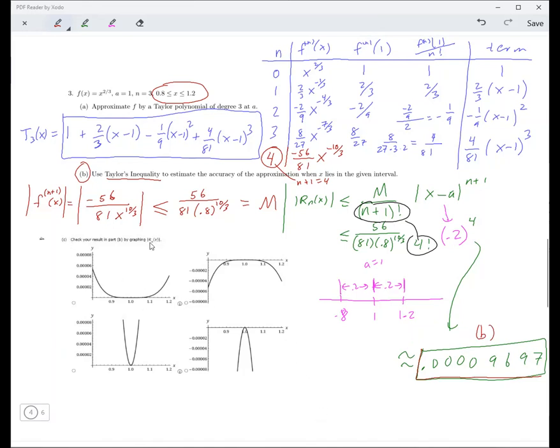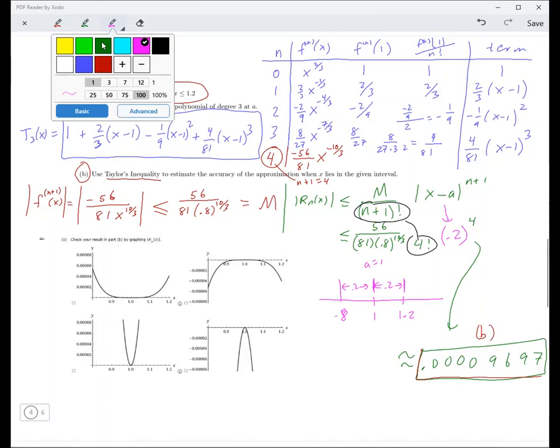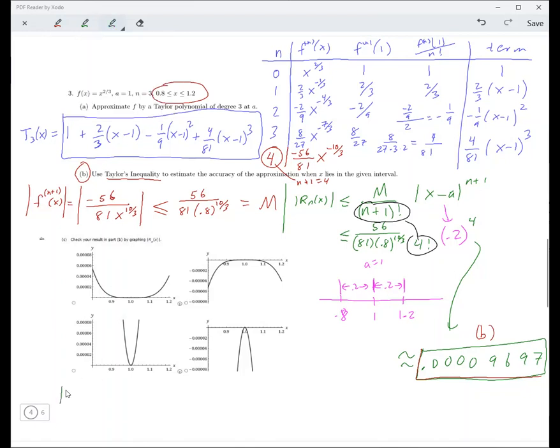Okay, for part C, you want to graph the absolute value of R n of x. Now R n of x is going to be your T3 of x minus your function. So we just put all of this minus x to the 2/3.